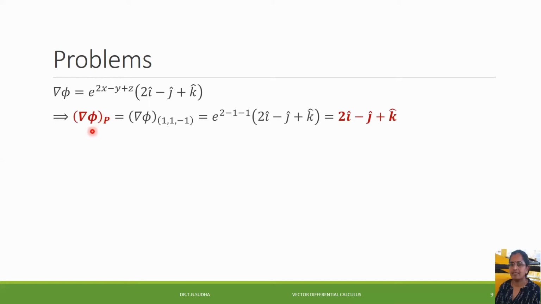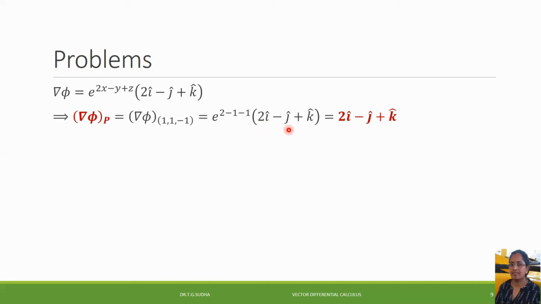Now let us find del phi at the point P given. So it is (1, 1, minus 1). So we get e to the power of 2 into 1, that is 2, minus y, that is minus 1, and plus z, that is z value is minus 1, so minus 1. So we get e to the power of 2 minus 2, that is e power 0, and that becomes 1.